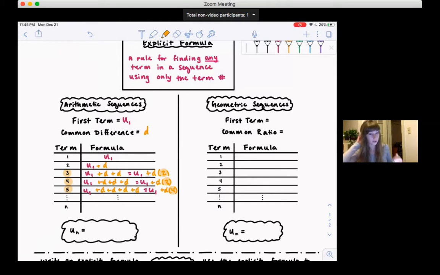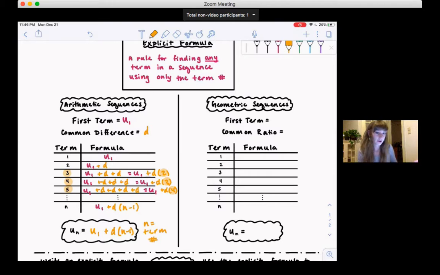So if we're at the nth term, a random term, we know that the formula is going to be the first term, and then we're going to add d one fewer times than the term number. So if the term is n, we're going to add d n minus 1 times. And that gives us our explicit formula for the arithmetic sequence. U sub n, the nth term in the sequence, is equal to the first term plus the common difference times n minus 1, where n is the term number. All right, so that's pretty handy.